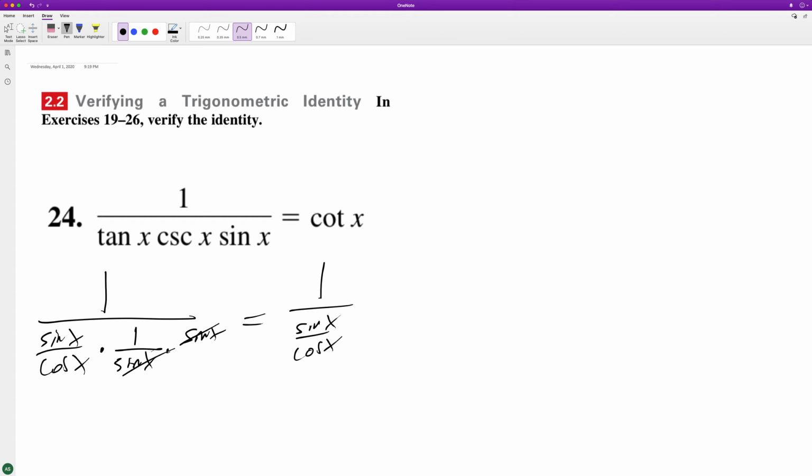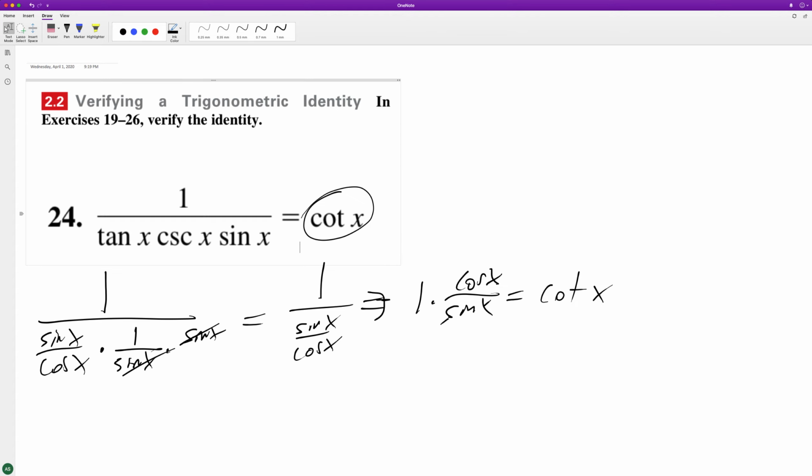And when you divide by something, it's the same as multiplying by its reciprocal. So the 1 times cosine of x over sine of x, and this is the same thing as the cotangent. And that's it. And that proves the identity.